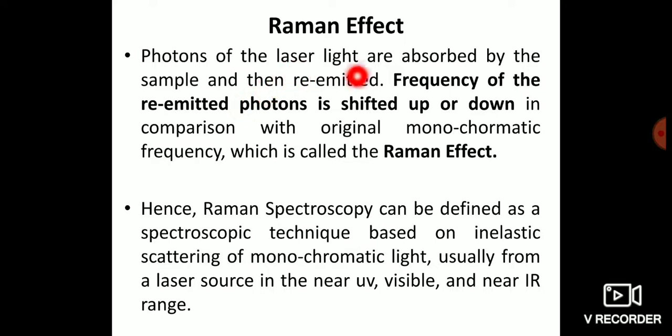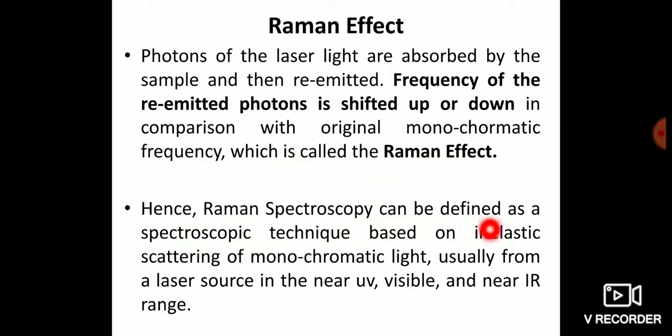Photons of the laser light are absorbed by the sample and then re-emitted, right? This is known as scattering. The frequency of the re-emitted photons is shifted up or down in comparison with the original monochromatic frequency, which is called the Raman effect. In the previous diagram we saw that if E is greater than E0 or E is less than E0, either the energy is absorbed by the molecule or energy is re-emitted, so energy is either less than E0 or greater than E0. These shifts are known as Raman shifts, or this effect is known as the Raman effect.